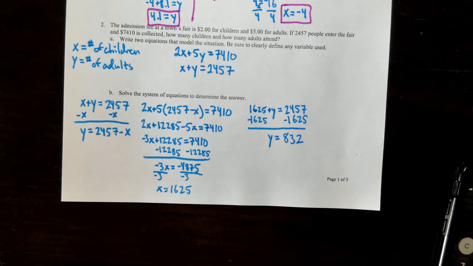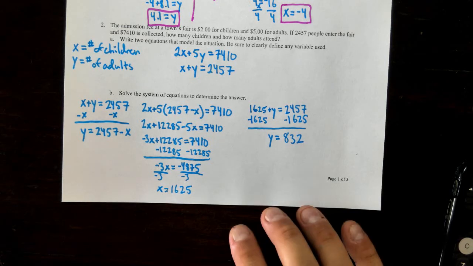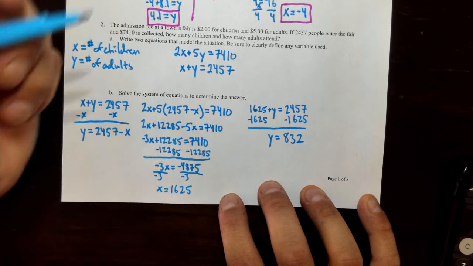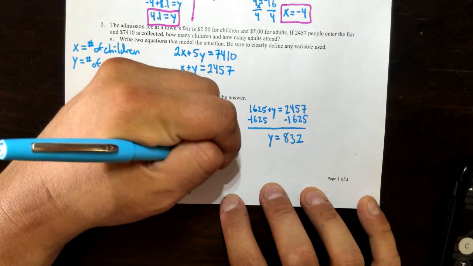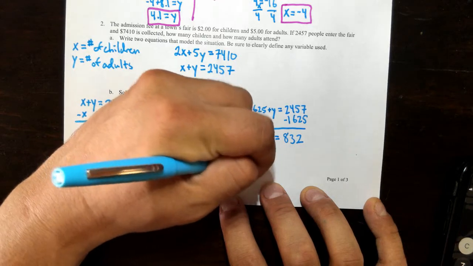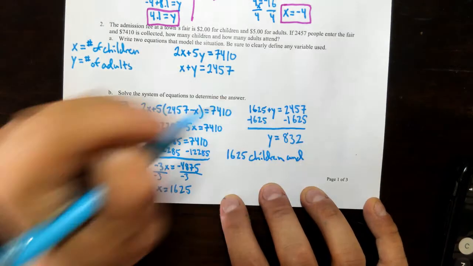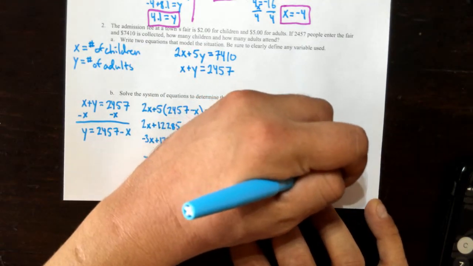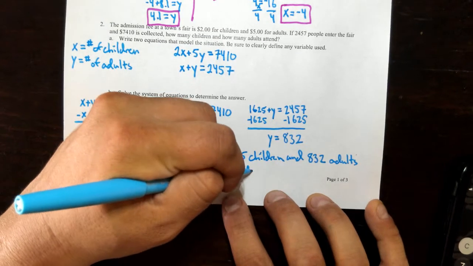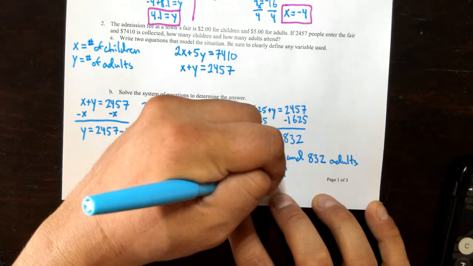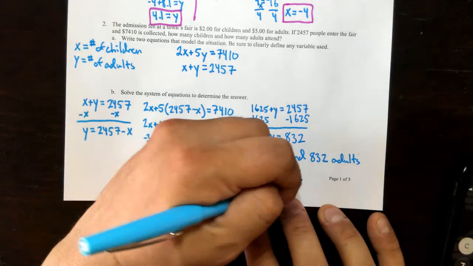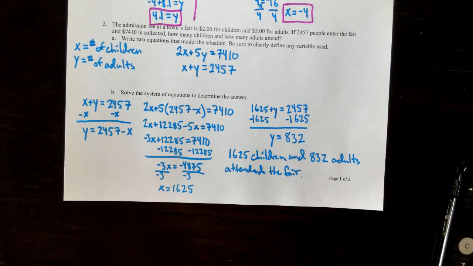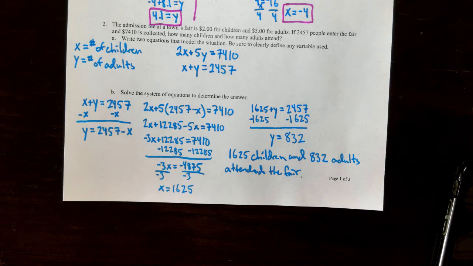So let's think about this. We'll write the answer in our words. We know that 1,625 children and 832 adults attended the fair. And that's that. So let's move on to the next problem, number 3 here.